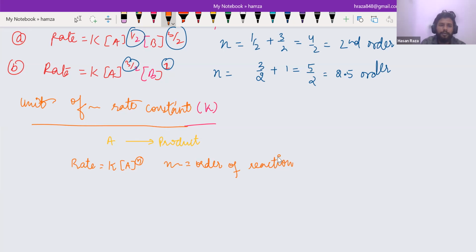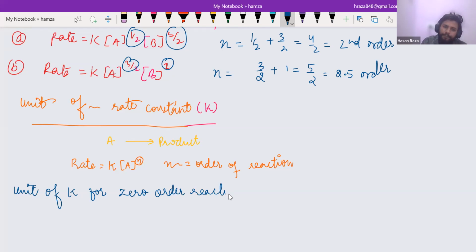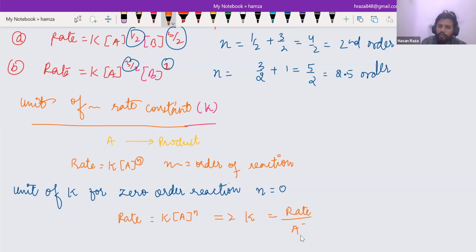Now, if we are going to calculate the unit of rate constant K for a zero order reaction, as you know, N will be equal to 0. Rate will be equal to K into A raised to the power N. So I'm going to write this formula in the form of K. K will be equal to rate upon A raised to the power N.